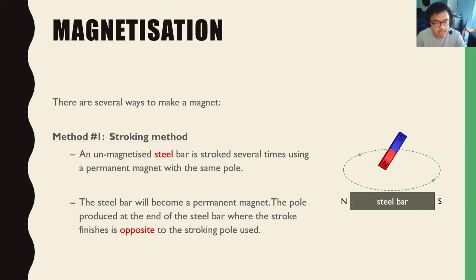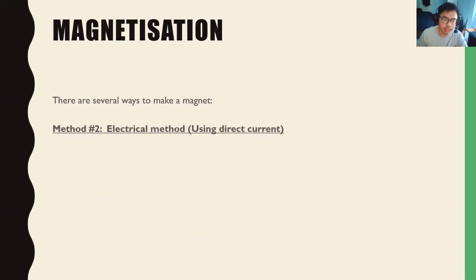The pole produced at the end of the steel bar where the stroke finishes is the opposite to the stroking pole used. So let's say you are doing this motion and this end is the first end that you touch. The first end that you touch will be the same pole as the pole of the magnet that is touching, and then the other end will be the opposite pole. So if you use a south pole instead, this end will become a south pole and this end will become a north pole.